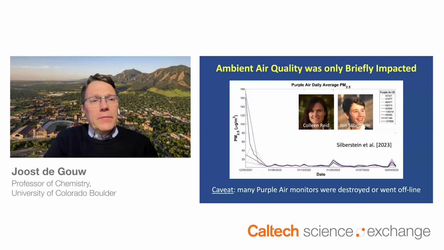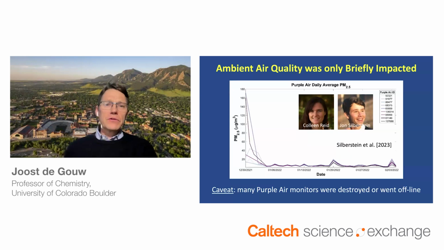And so on the day of the fire, we saw very high PM2.5 loadings, as this plot shows. But then soon after that, things returned really to normal conditions. One caveat here is that the purple air monitors that we used to construct this graph, many of them were destroyed or went offline during power outages during the fire.